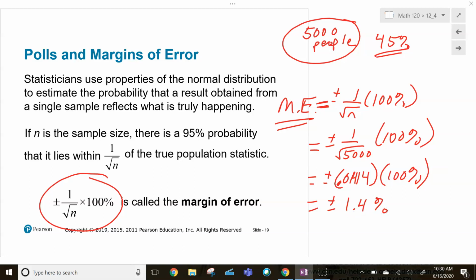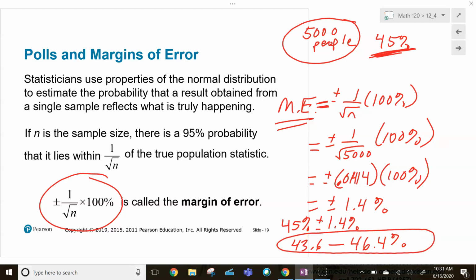So they're like, well, 45% are going to vote for Trump, but plus or minus that. So it might be as low as 45 minus 1.4, so 43.6. This is 45% plus minus this margin of error 1.4%. So 45 minus 1.4 is 43.6%. So somewhere between 43.6 and, if you go 45 plus 1.4, 46.4, it looks like somewhere in here is the actual percent that are going to vote for Trump, back in 2016, whatever, right?